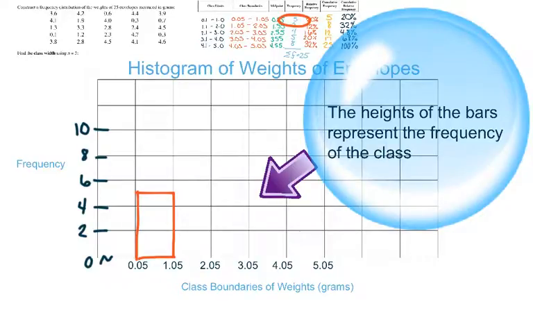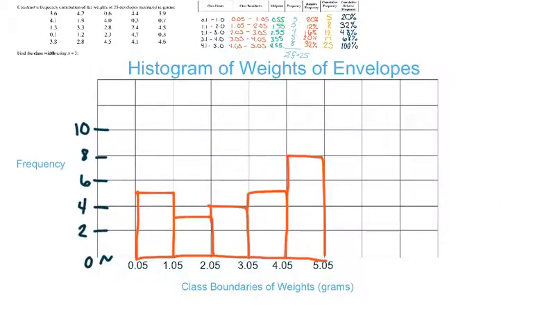So then remember that the heights of the bars in a histogram represent the frequency of the class. So in the class where it's 0.05 to 1.05, there are 5 values in there. So I made sure to put the bar height up to 5. Remember that a histogram has no gaps. The only time that you would have a gap is if the frequency of a class was 0.